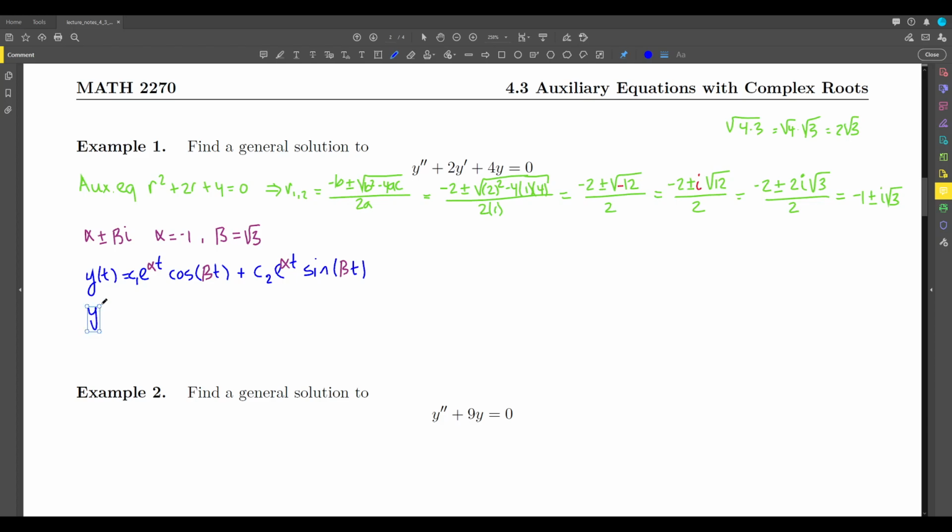And what we get is that y of t equals c1 e to the power negative 1 times t, which is just negative t, and then cosine of square root of 3 times t, plus c2 e to the power negative t sine of square root of 3 times t. So we have a negative here, a square root of 3 here, a negative here, and then a square root of 3 here. And that's our final answer.